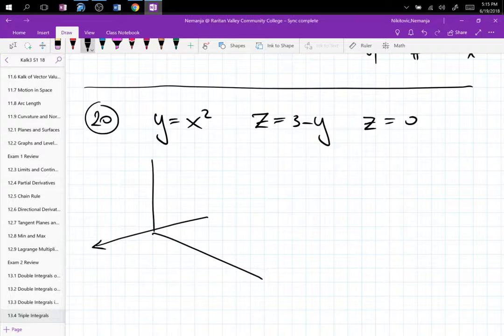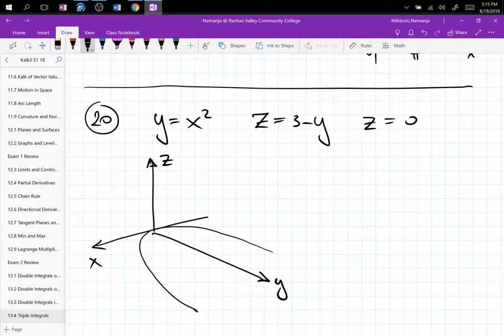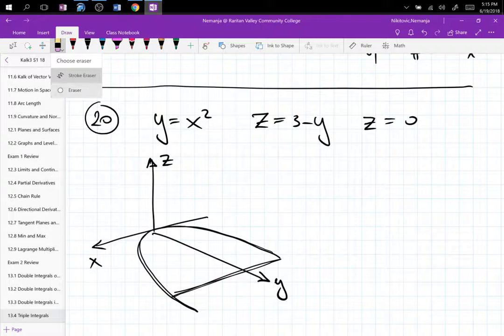So we have our x-axis, we have our y-axis, and we have our z-axis. Now, it has a parabola y equals x squared, so that has to be a parabola on the floor. And then we need to draw the line parallel to x to kind of cut it off. Now I need to just erase this extra stuff over here.